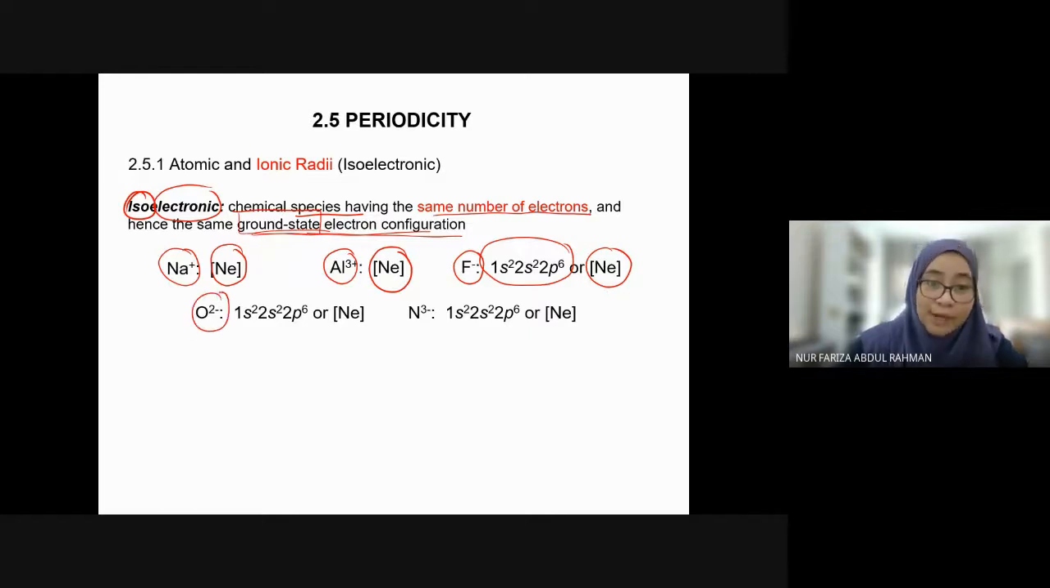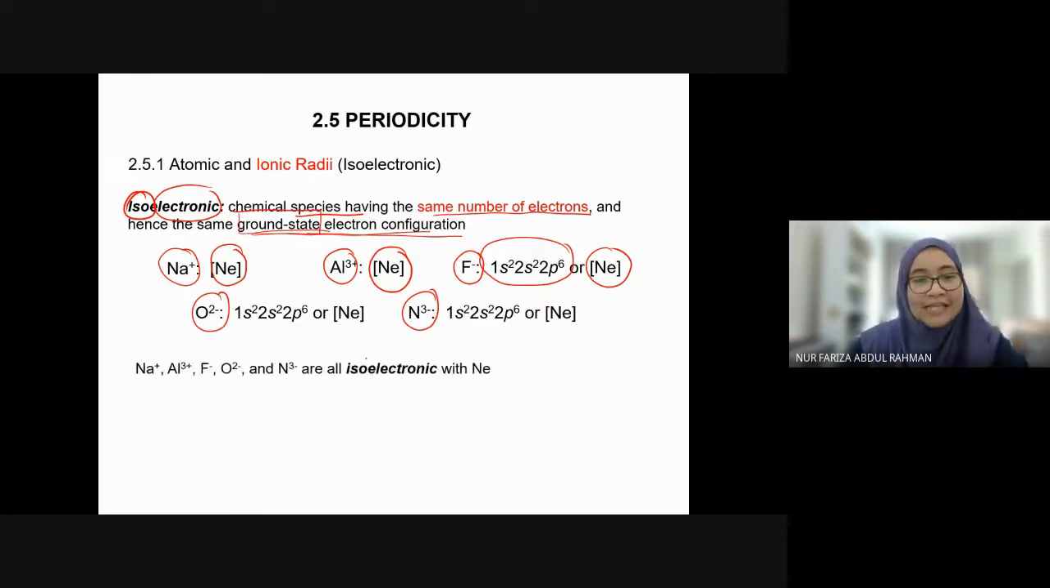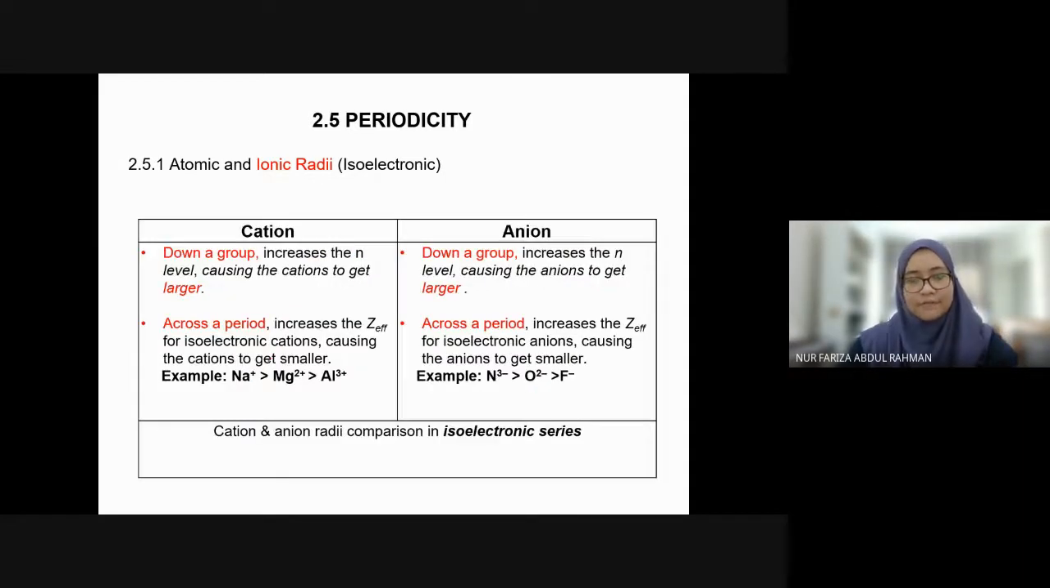The same goes for O2- and N3-. So these are all called isoelectronic. They are all isoelectronic with one another, so they are also isoelectronic with neon. And among themselves they are also isoelectronic, having the same number of electrons.